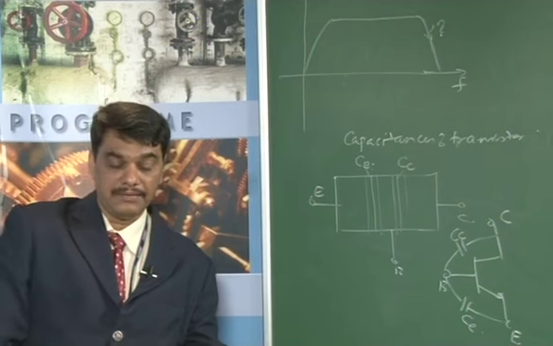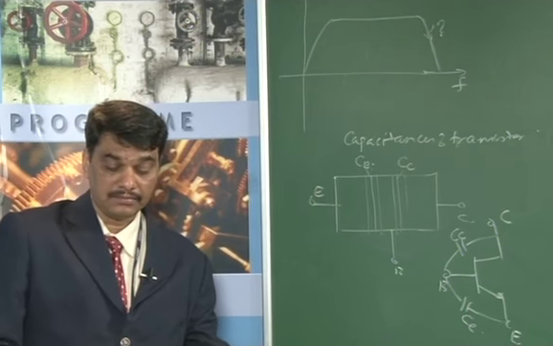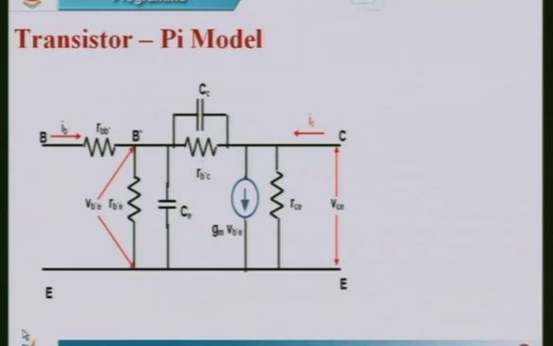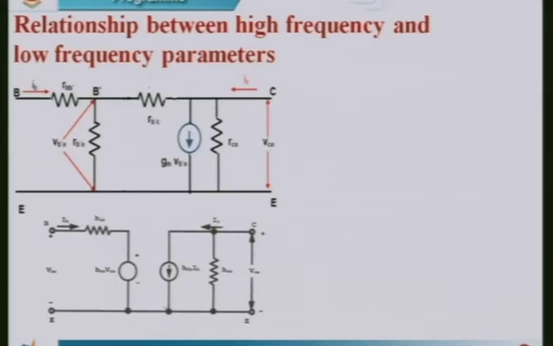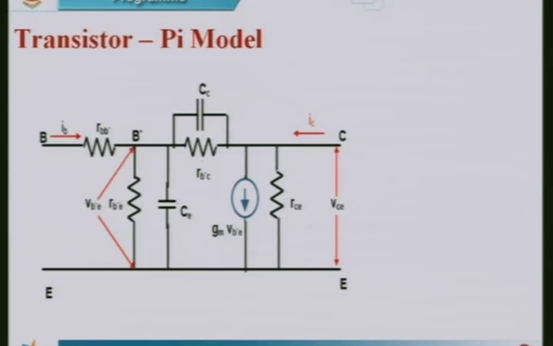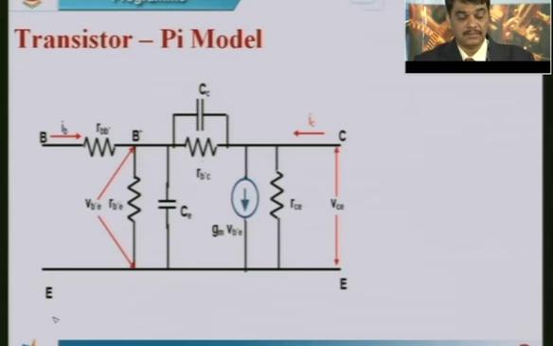The transistor at high frequency model. This hybrid model is also known as the pi model. It is also known as the Giacoletto model. Here we have to consider the resistances and the capacitors.